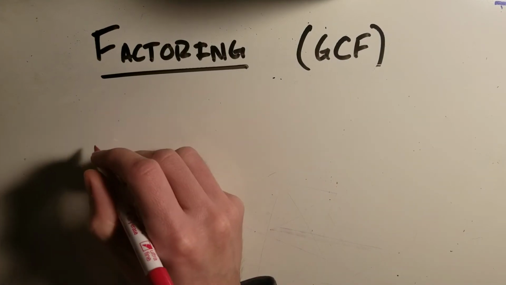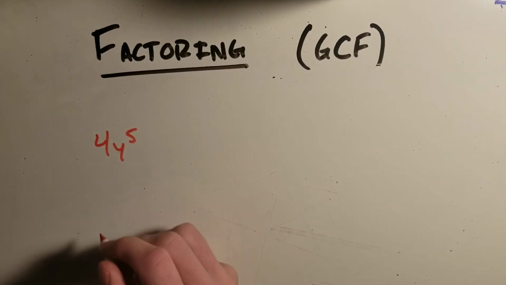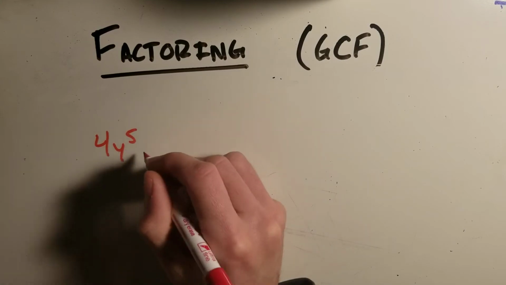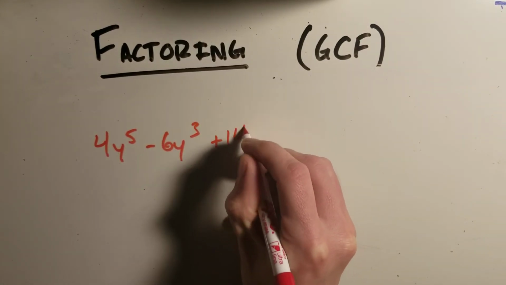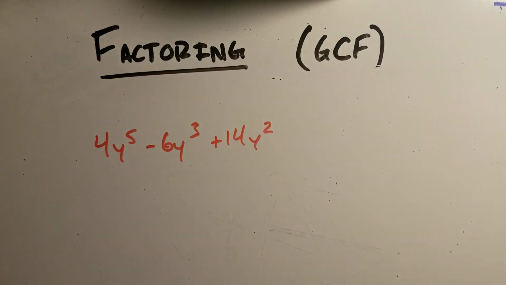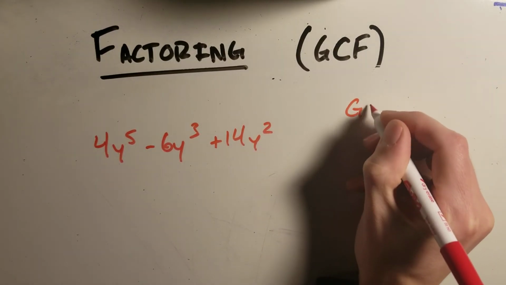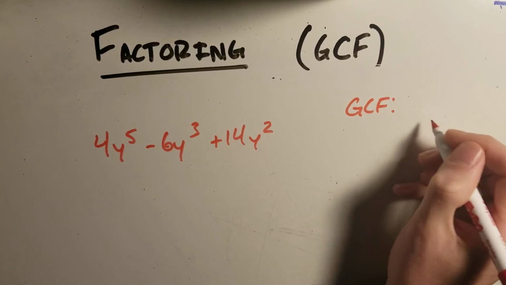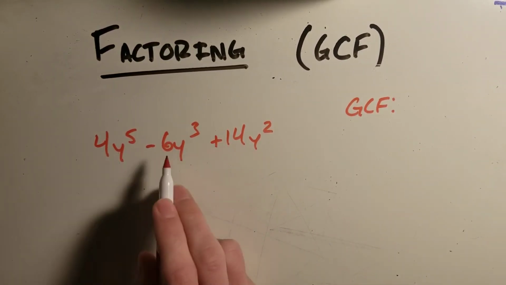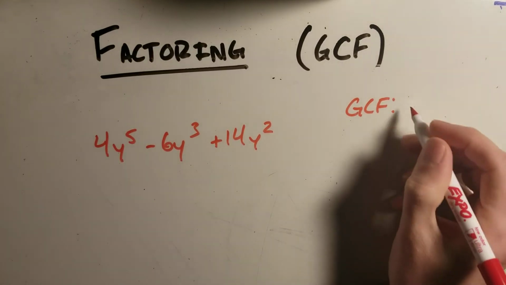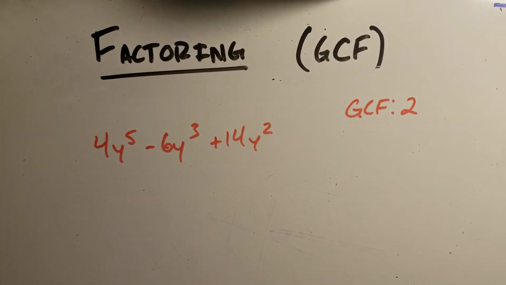Now, on to our next example. We have 4y to the 5th minus 6y to the 3rd plus 14y squared. Alright, so let's find the GCF. And as you get better with these, you don't have to list what the GCF is. You'll start taking that really quick. But look at your coefficients. Well, in common, looks like they all have a 2. So we're going to have a 2 that's going to be factored out.